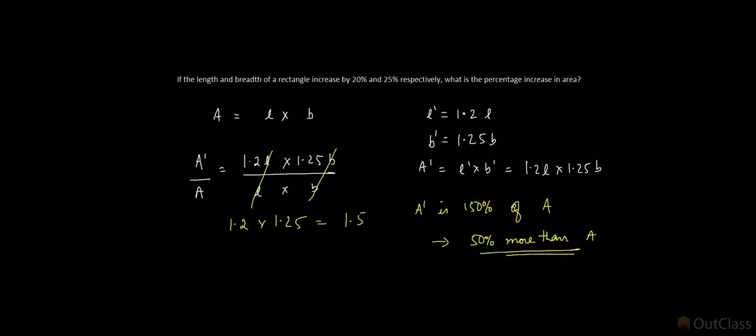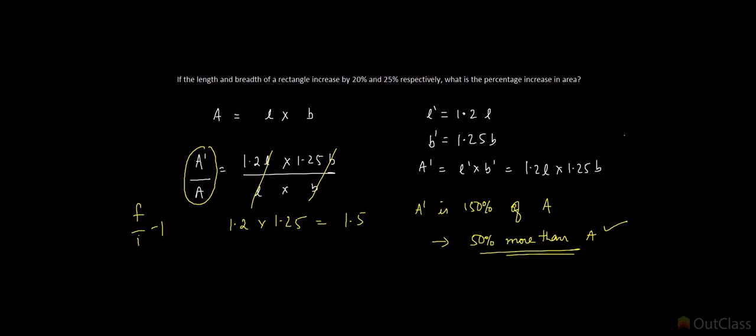This is basically what's happening. We write the new area in terms of the new length and the new breadth, and we then write the new length in terms of the old length, and we can get the ratio. And once you have the ratio, it's basically final by initial minus 1. Final by initial is 1.5. You take away the 1, you have 0.5, which is 50% more. So that's basically what's happening.